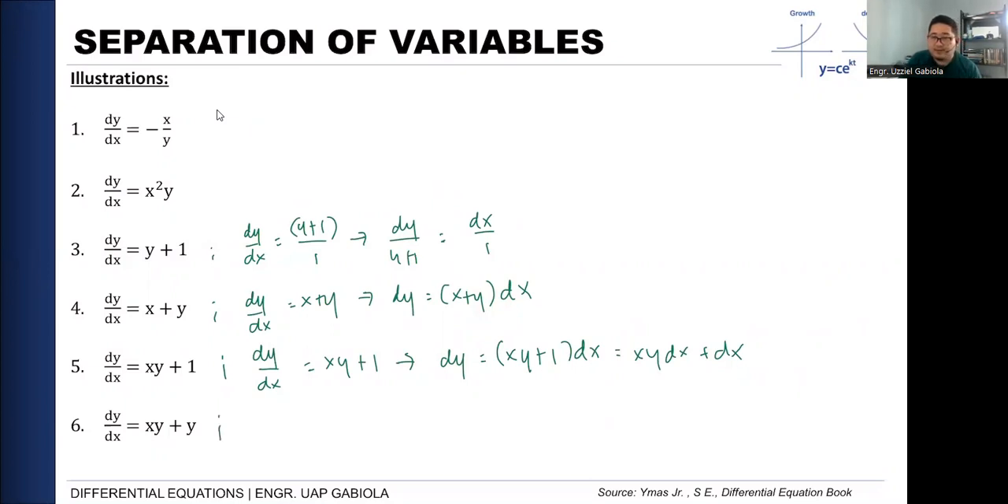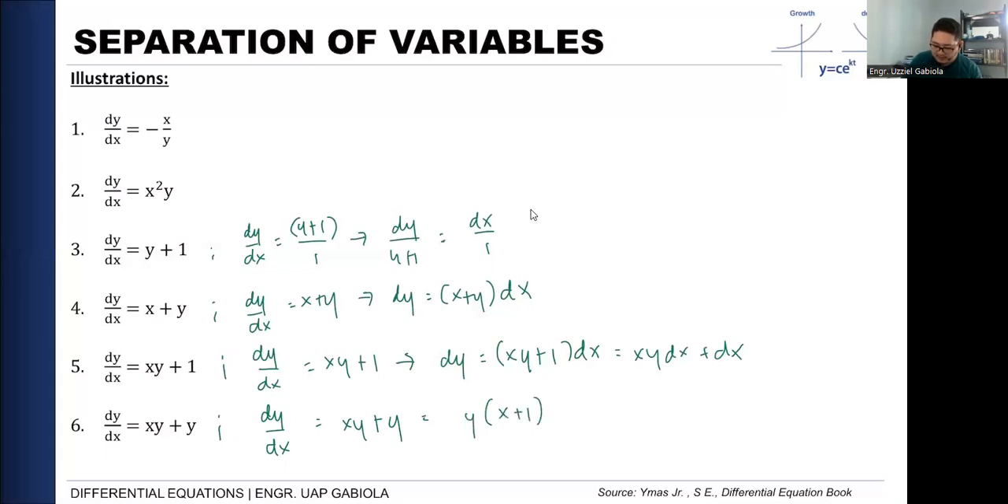So, one method we can use is to not immediately multiply and cross multiply. We need to check first if we can simplify or factor out some values. Okay? So dy/dx is equal to xy plus y. And as we can see, we can factor out y, so it becomes x plus 1.